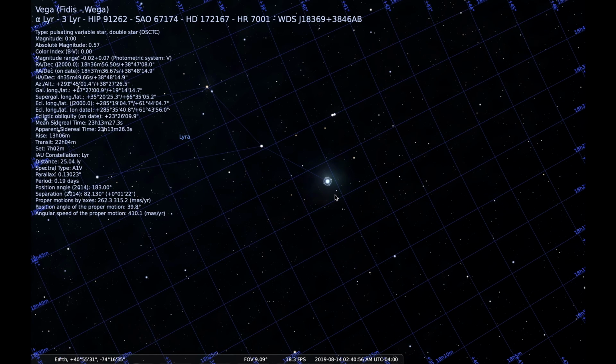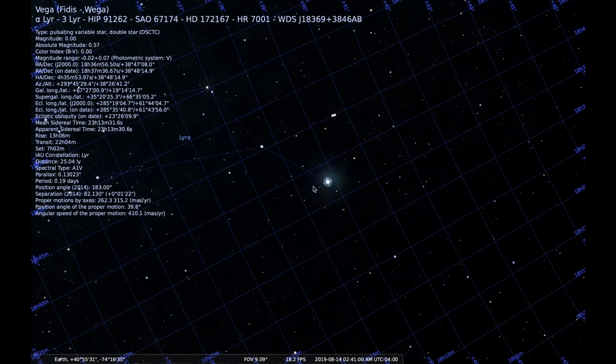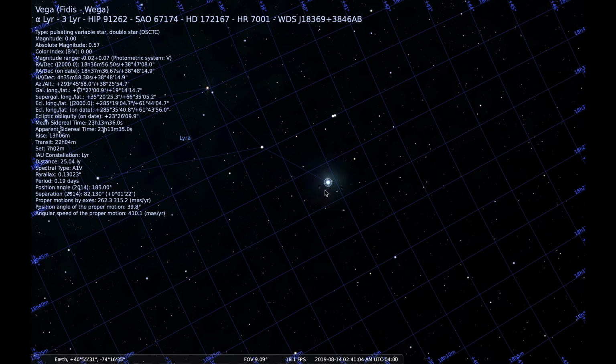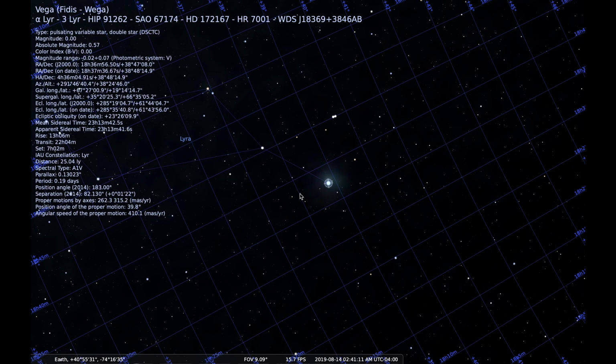So 18 hours and 36 minutes means this is the line for 18 hours, there's the hour, and there's 18 hours and 36. And what's the declination? The declination goes up this way until we get to 38 degrees. So here is declination 38 degrees, here's declination 39. This is 38 degrees and 47 arc minutes.